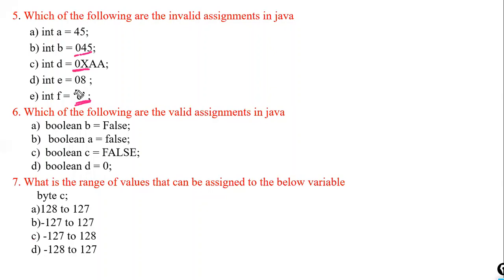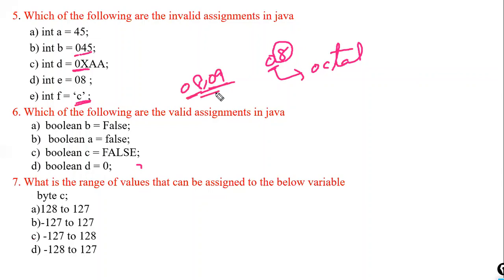So the invalid statement is 08. Any number that starts with 0 is treated as an octal value. In the octal family, 8 and 9 are not considered. So we don't have 8 or 9 in the octal family. So if we start any number with 08 or 09 and assign it to an integer, it will raise an error. So this statement is an invalid assignment.